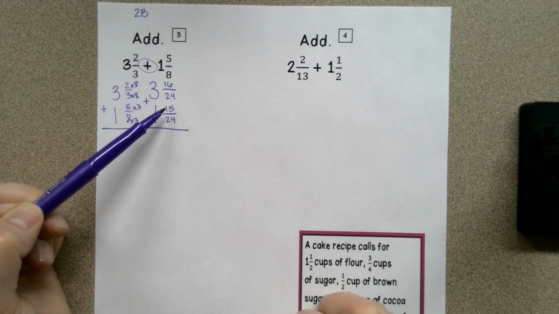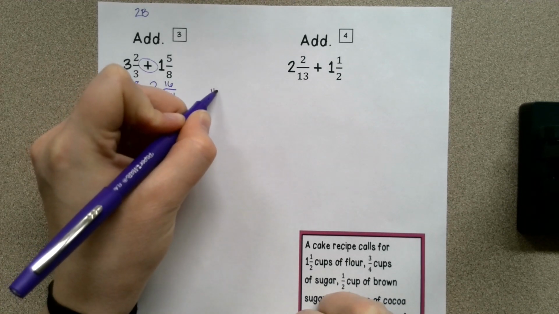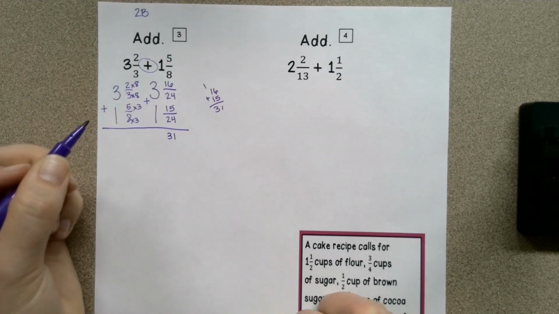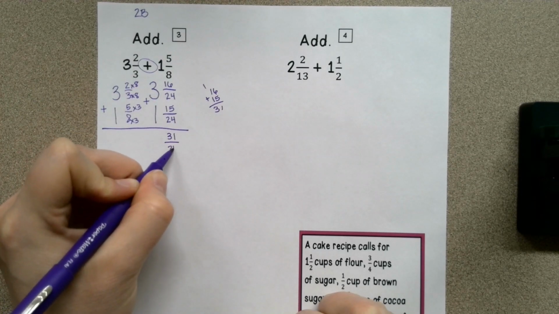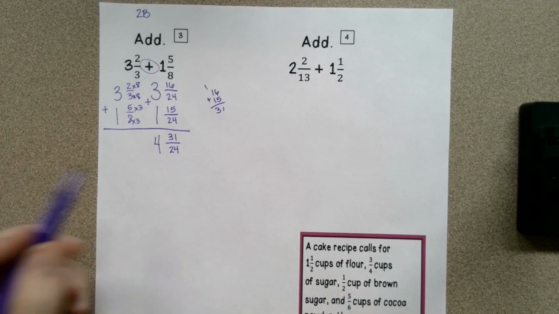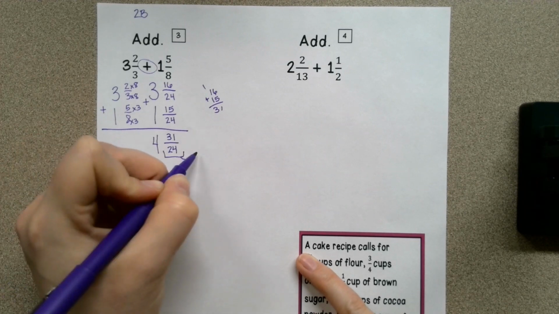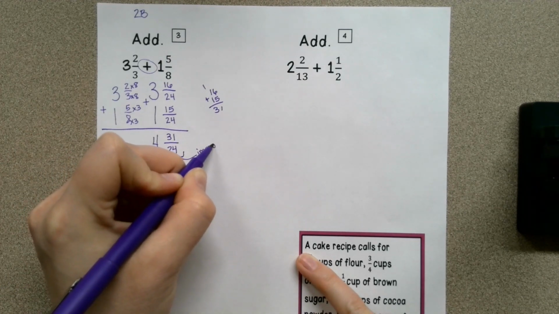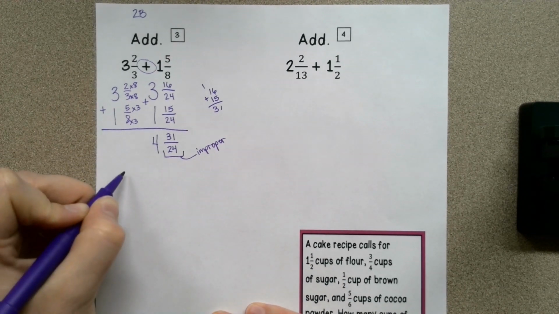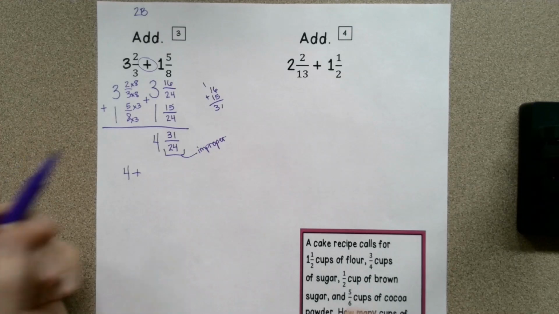16 plus 15 gives us 31. You can always show that off to the side. We don't have to do that in our head. The denominator stays the same. And then 3 plus 1 gives us 4. Again, we have to rewrite this fraction because it's improper. So we're going to rewrite it and then add it to the 4 as our whole number. So it's going to be 4 plus whatever we get for that improper fraction.